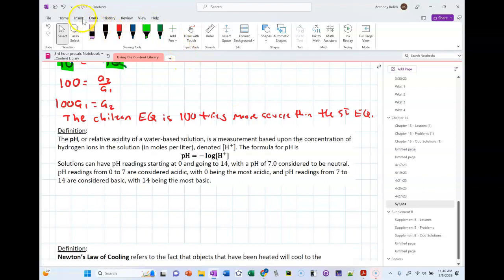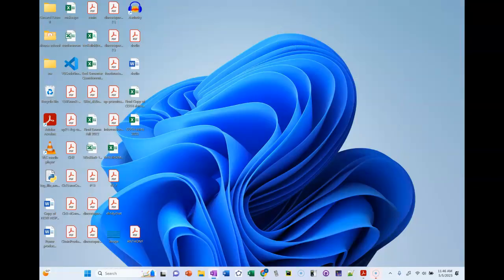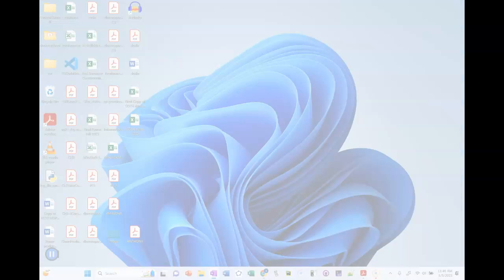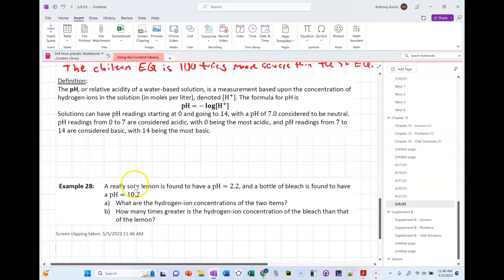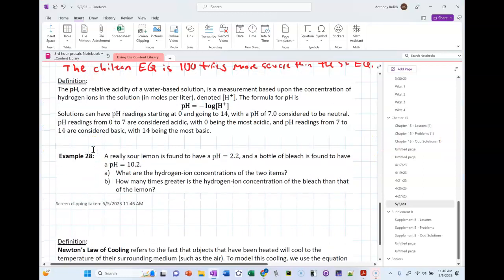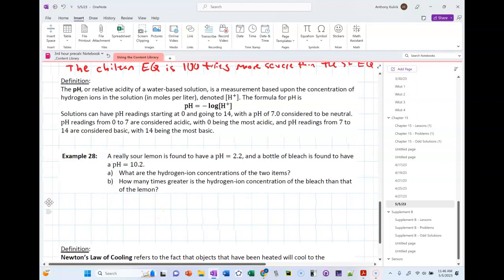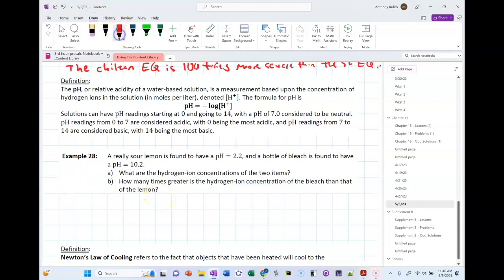All right, so let's do our example here. Funny that, Caden, you asked about lemonade, because what we're talking about is lemon juice. It's like the same thing. So a sour lemon is found to have a pH of 2.2, and a bottle of bleach is found to have a pH of 10.2. What are the hydrogen ion concentrations of the two items?